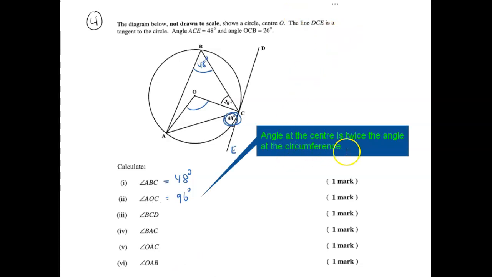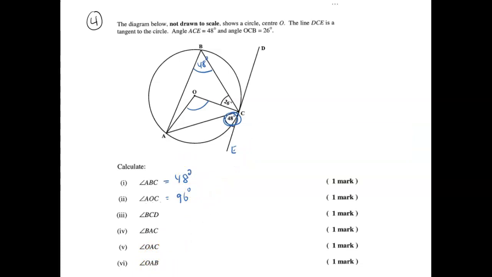Now you have to make sure that you have your explanation, right? You can't just have 96 degrees. Also, one thing you need to make sure is that all your angles are marked with a degree symbol. Now let's move on to part 3. Part 3 says to find BCD. So B to C to D is actually this outside angle here, right?